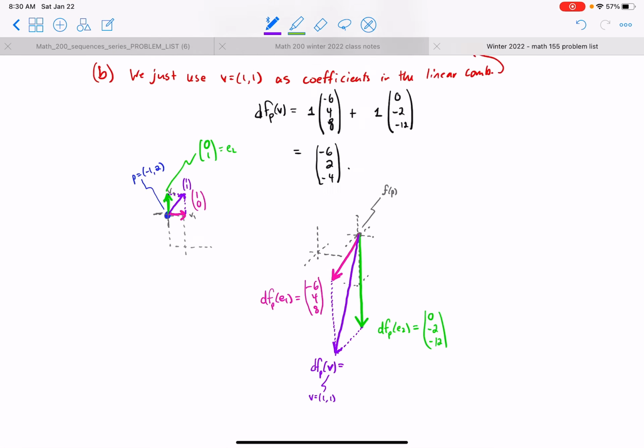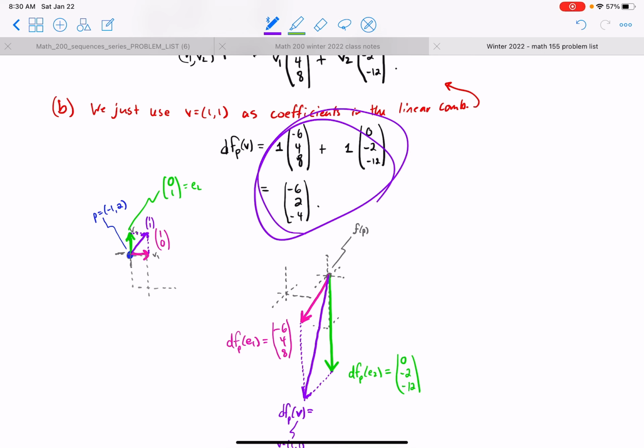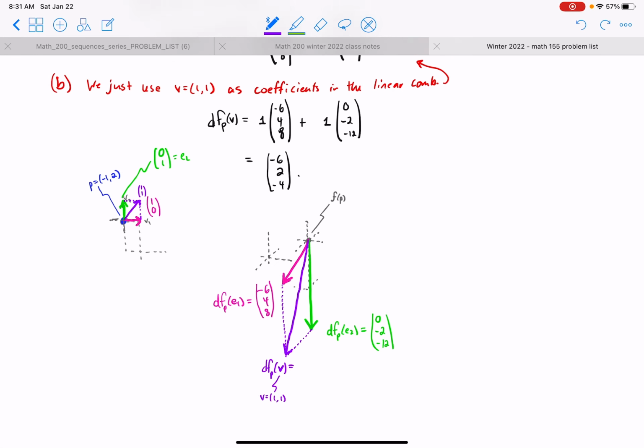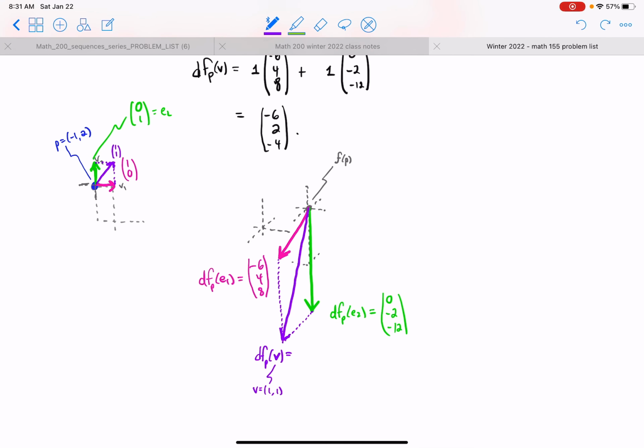And we computed it before. We just did the linear combination with a 1 and a 1, and we get this one. Which, you see, you move in the red and then the green, and you get there. Or you can move in the green and then the red, and you get there. And so this is how linear maps work. -6, 2, -4.